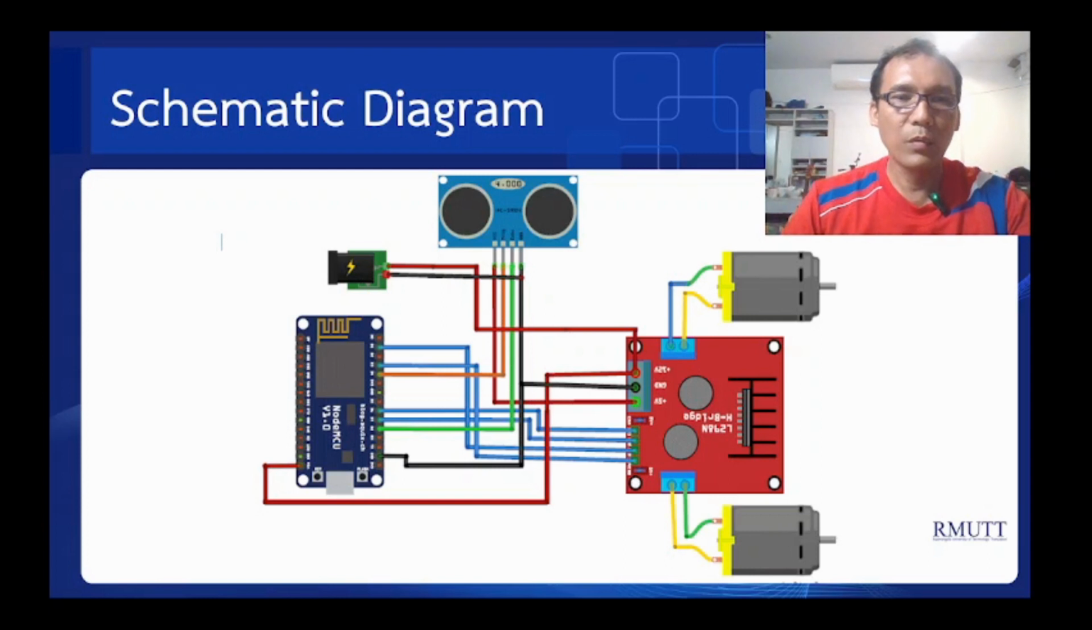Those components will be wired based on this schematic diagram. So actually here I use only 2 motors in this schematic diagram, but in reality I use 4. There are 2 motors on the right side, and they will be connected in parallel to this port, and this is also the same on the left side motors.